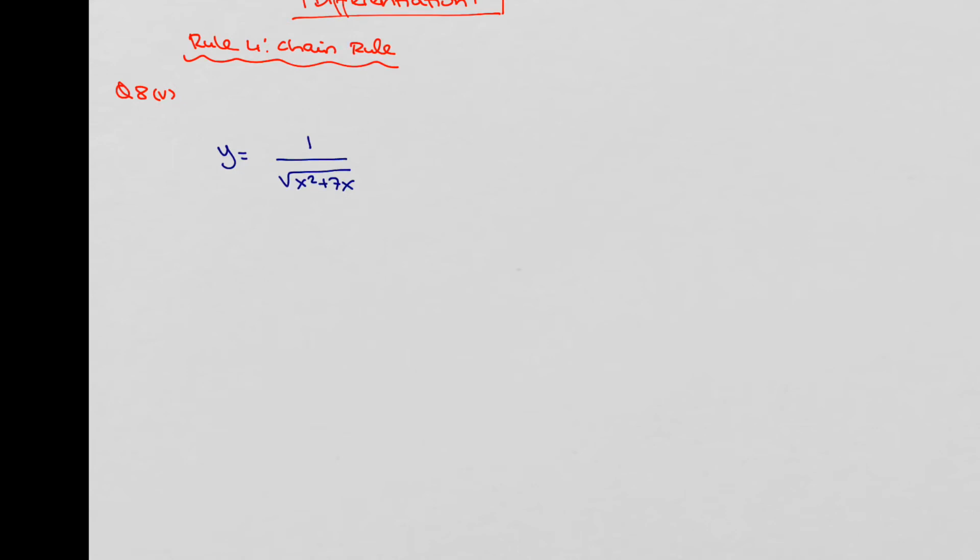Differentiation 1, Rule 4, Chain Rule. So one of the questions for homework was question 8, part 5. Somebody has asked for this solution to be done out. We are given here in this question y equals 1 over the square root of x squared plus 7x.